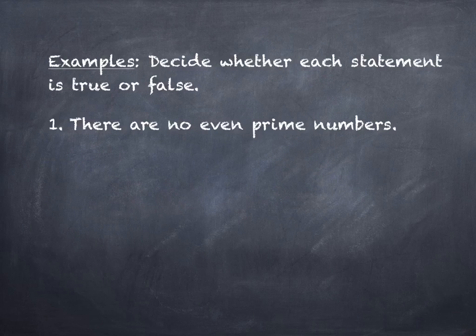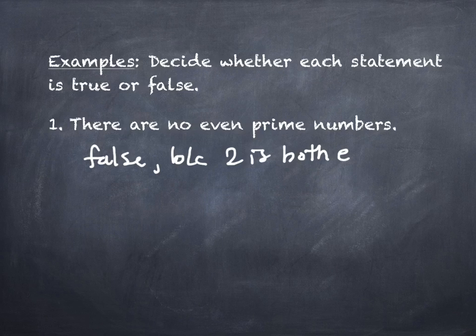Decide whether or not they are in fact true or false. The first one says there are no even prime numbers. That is, of course, false, because 2 is both even and prime. Now, if we took this same question and said there is only one even prime number, then that would be true because 2 is the only even prime number. If you took any other even number, it would have as one of its factors the number 2. That would make it not prime.